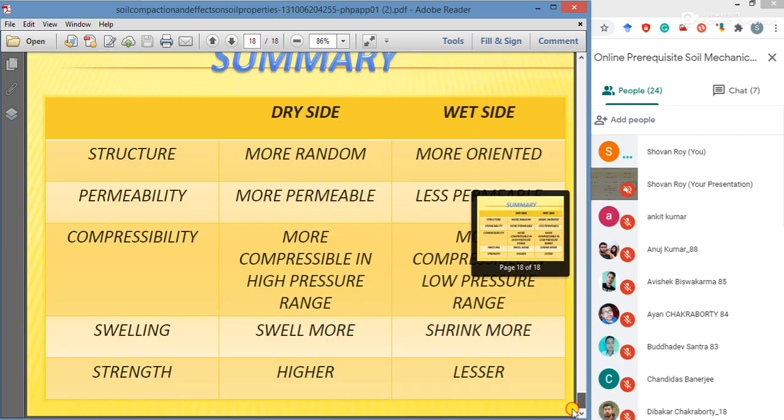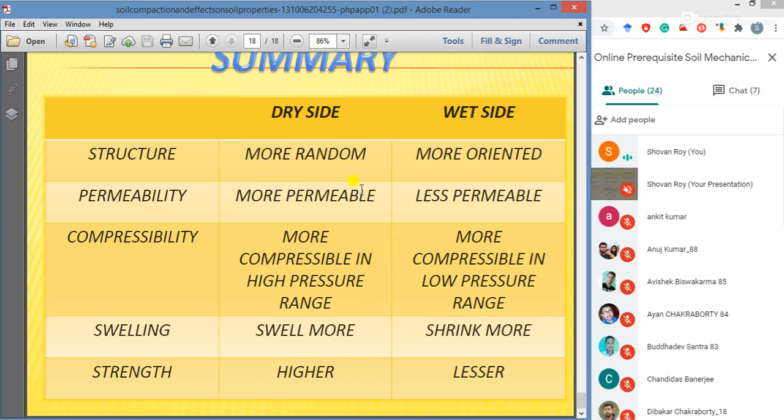Okay, structure: more random, more oriented. Permeability: more permeable, less permeable. Compressibility: more compressible in higher pressure range, more compressible in low pressure range. Swelling: swell more, shrink more. Strength: higher, lesser. These two types of density are normally used, but wet density is a very special kind of density. Normally it is not used in our structures, or maintaining this density is very difficult during construction.